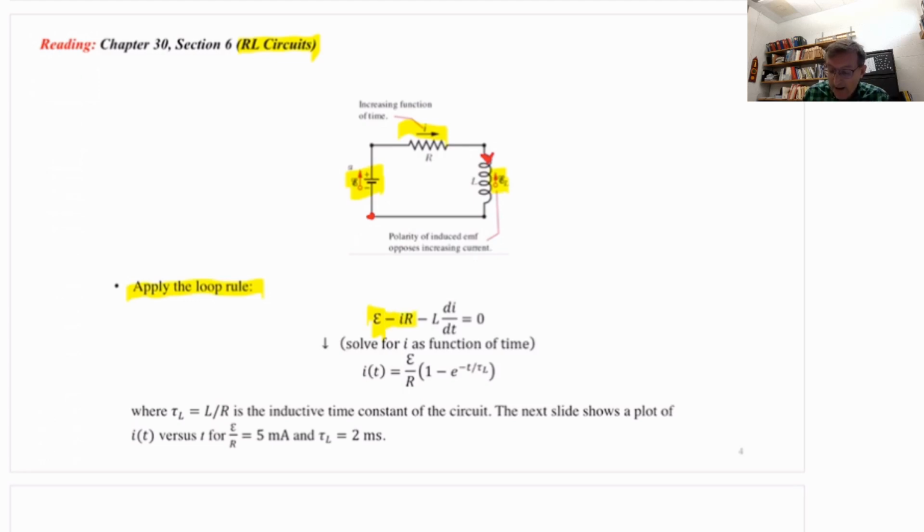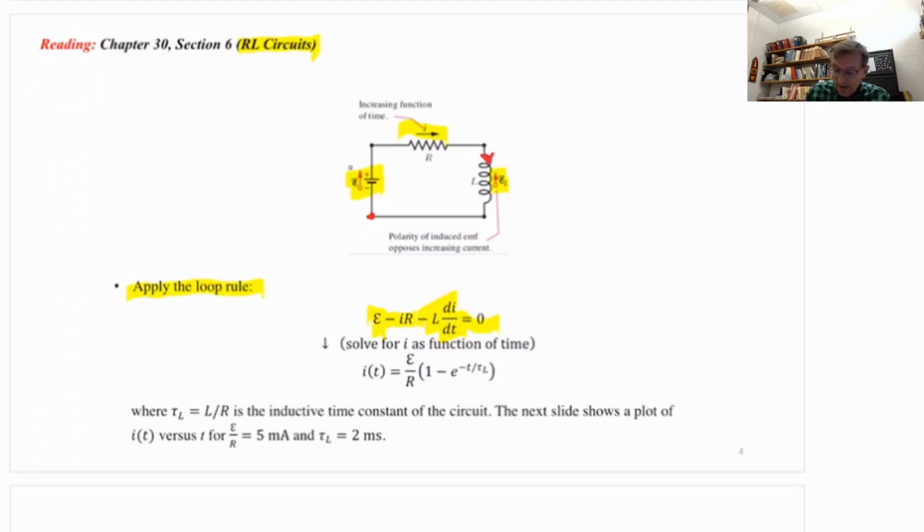Then I have a potential drop going against the E sub L arrow, so minus L di dt. Di dt, I know, is positive because the current is increasing. So minus L di dt is negative. It's a potential drop. And then I get back to where I started, the total must be 0.